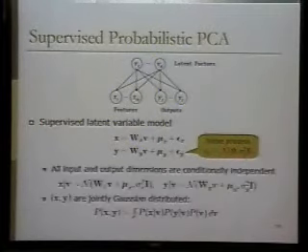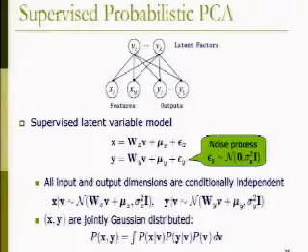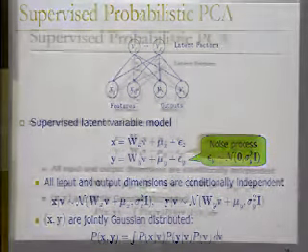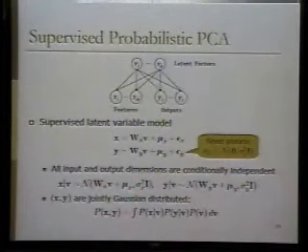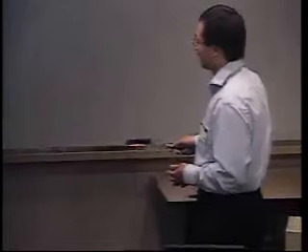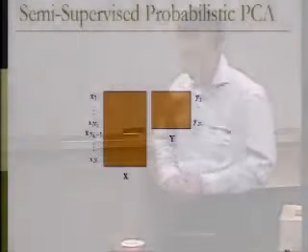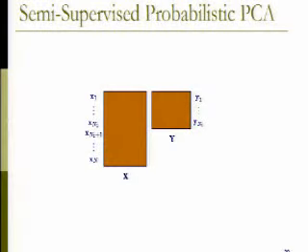So we still get the conditional independence, because given latent variable V, both x and y are independent, and both dimensions are also independent. So this is what we want. And if we integrate V out, we basically assume that x and y jointly are Gaussian distributed. So this is the supervised PCA model.